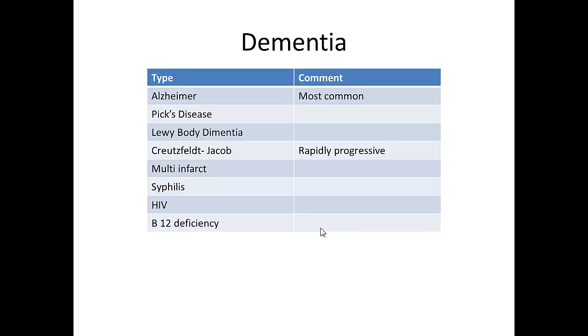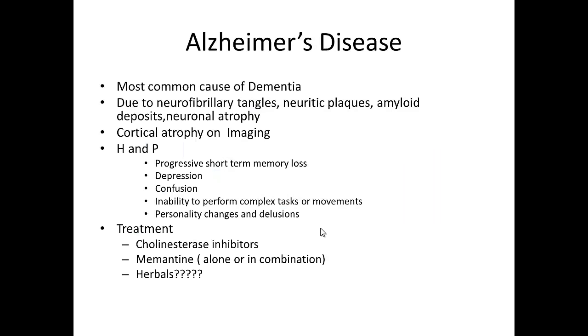Dementia. Alzheimer's is the most common that we will see. Basically, we figure this out by doing mini mental status exams and other evaluations that will look at the patient's memory. Alzheimer's disease is due to neurofibrillary tangles and plaques and amyloid deposits in the brain. They have progressive short-term memory loss, depression, confusion, inability to perform complex tasks, and personality changes.